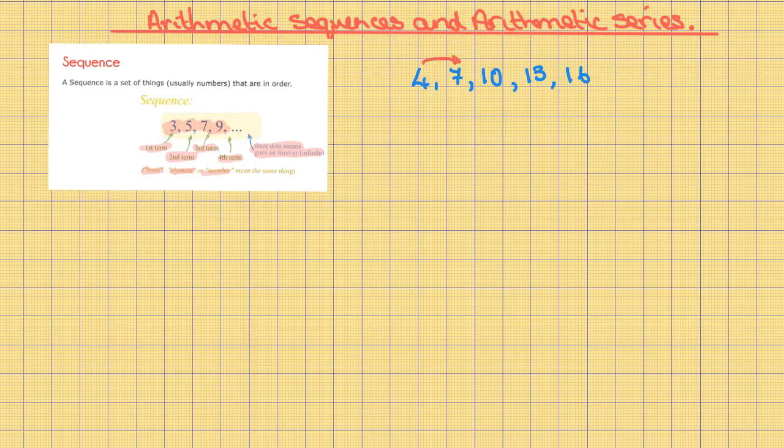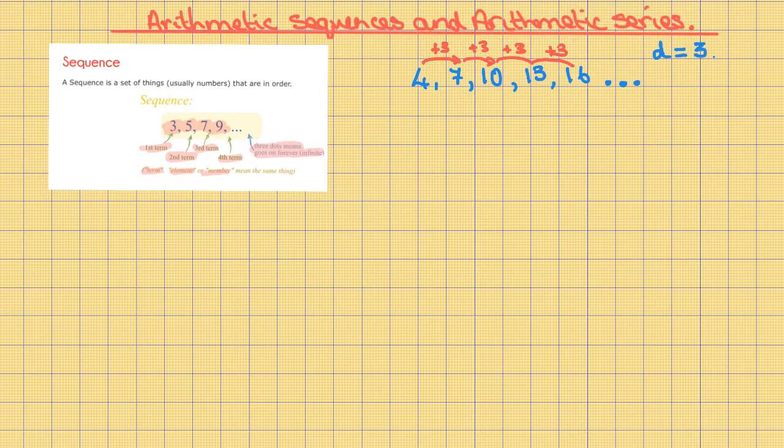This is an arithmetic sequence because every term has a common difference of 3. From 4 to 7 is 3. From 7 to 10 is 3. From 10 to 13 is 3. From 13 to 16 is 3. And with 3 dots afterwards, we know the sequence is infinite. The common difference is denoted by the letter D. So in this case, D is 3.